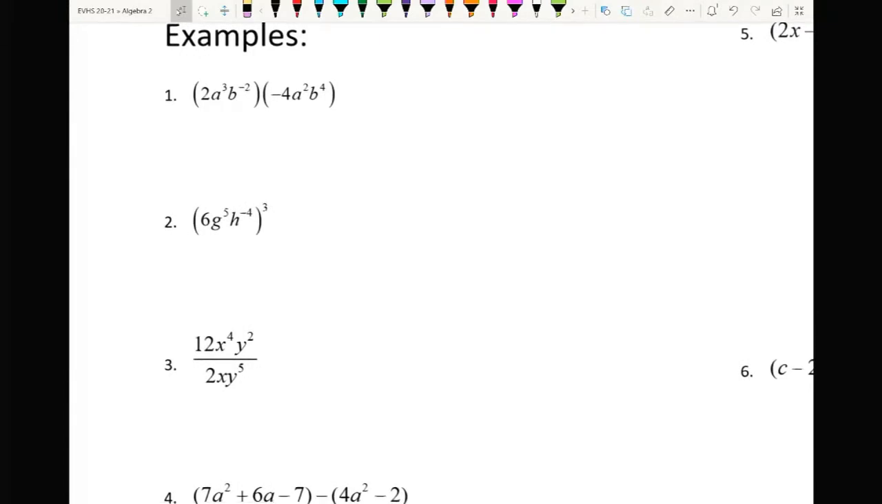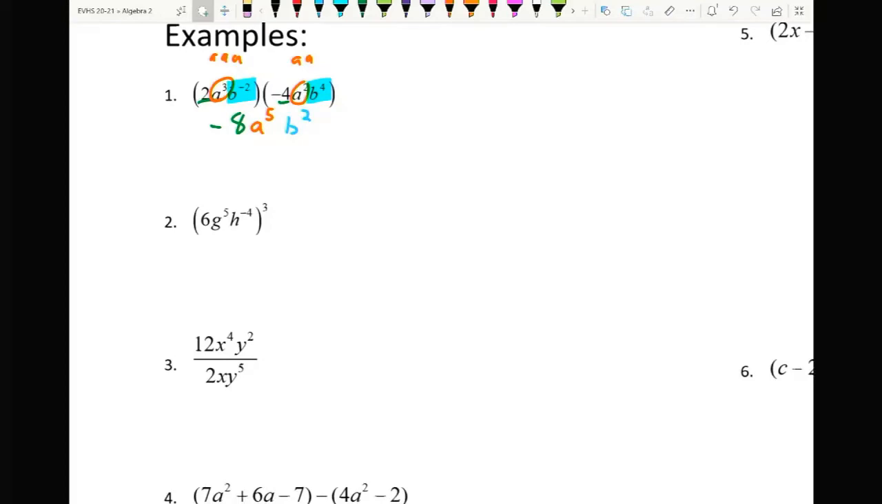Okay. The first thing I like to do is start combining things where possible. So I've got my 2 and my -4. 2 times -4 is -8. Now, for my a's, I've got an a cubed and an a squared. Here I've got a, here I've got a. That's a to the 5th. Now, for b's, I've got my b to the -2 and my b to the 4th. Again, I can just add those two and I get b squared.